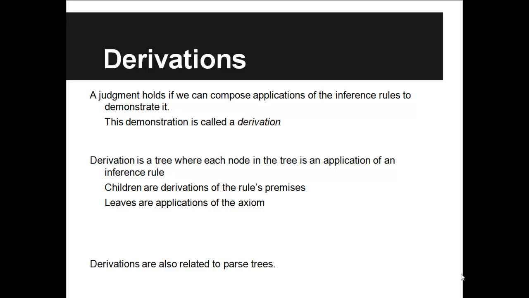A judgment is said to hold if we can demonstrate it using inference rules to compose applications. This is known as a derivation. A derivation can be thought of as a tree where any node in the tree is an application of an inference rule. The root would be a particular example, and each subsequent child is a derivation of a rule's premise. This continues until a leaf is reached, where the leaves are axioms.